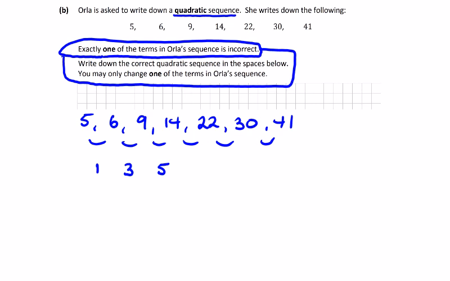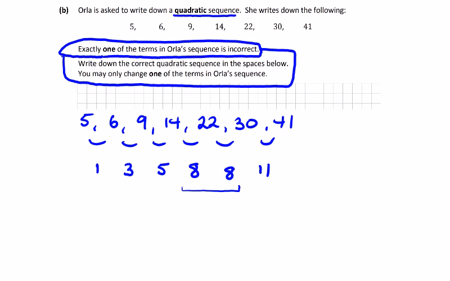14 to 22 is 8. That looks a bit dodgy. It should be 7. 22 to 30 is also 8. 30 to 41 is 11. So 1, 3, 5, 7, 9, 11 would work, wouldn't it? So you should see the pattern is wrong at this point.